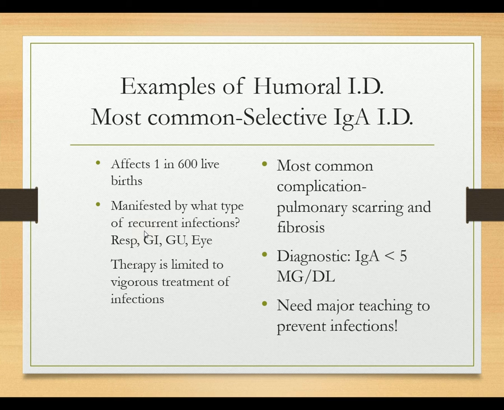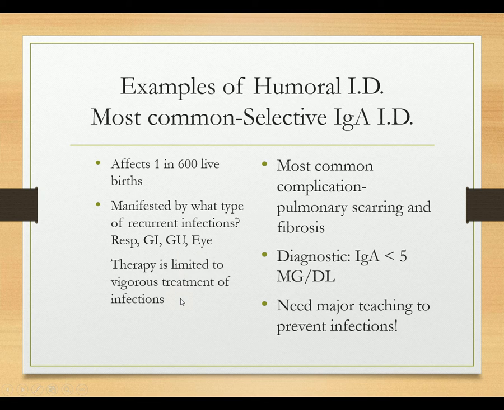The first example that we're going to talk about under humoral is selective IgA immunodeficiency. Selective IgA, Sweet Andrea. And if you'll remember about Sweet Andrea, she lived in the respiratory, the GI, the GU, and the I. So if she lives in these spots, doesn't it make sense that you're going to have reoccurring infections of the respiratory system, the GI, the GU, and the I, if she is deficient? This affects about 1 in 600 live births.